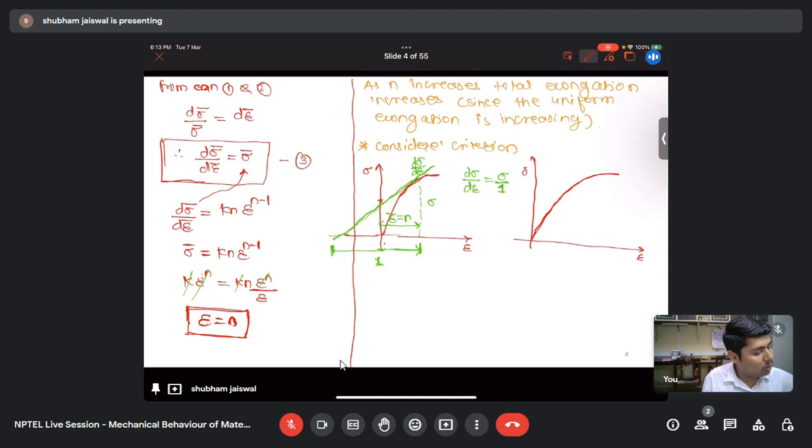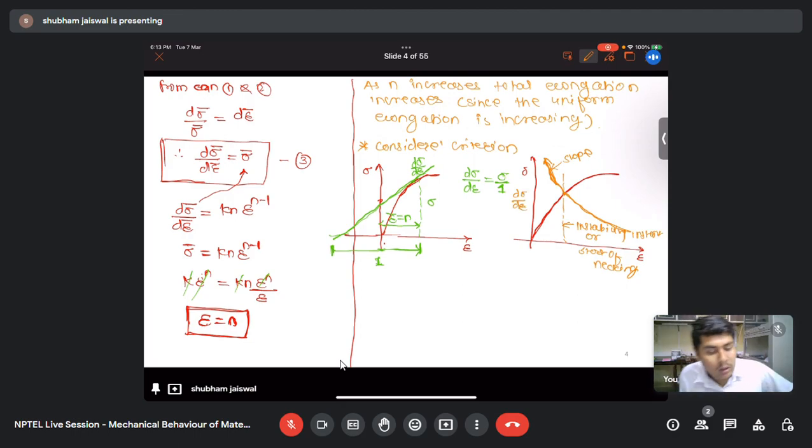So if I draw the slope, here you can see the slope is continuously decreasing with increase in the strain. So at this point, these two curves are intersecting. This point is nothing but the point of instability, or the instability instant, or from this point onwards the necking will start. Instability instant or start of necking.